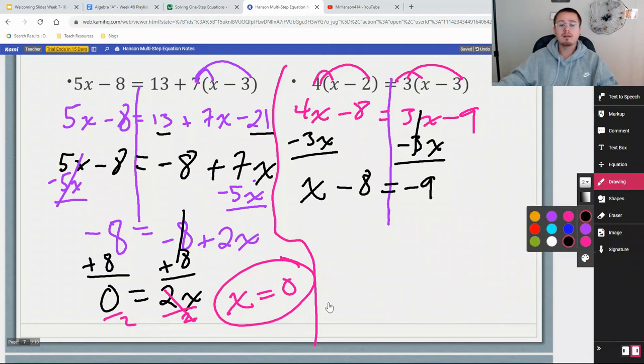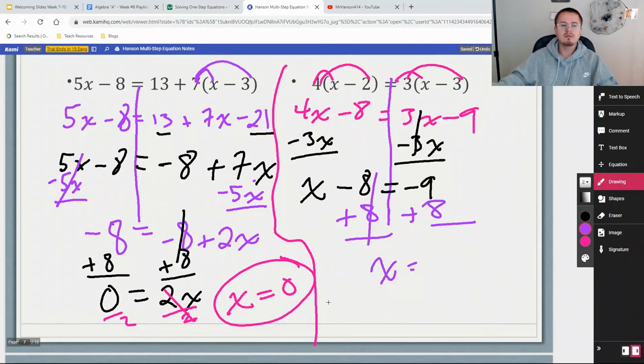And now we're looking at a simple one-step equation because we don't even have to divide or multiply. Add 8 on both sides, and x is going to equal negative 1. Look at that. We're out here. So hopefully you guys got those same answers. If not, you should probably go back and check some stuff out.